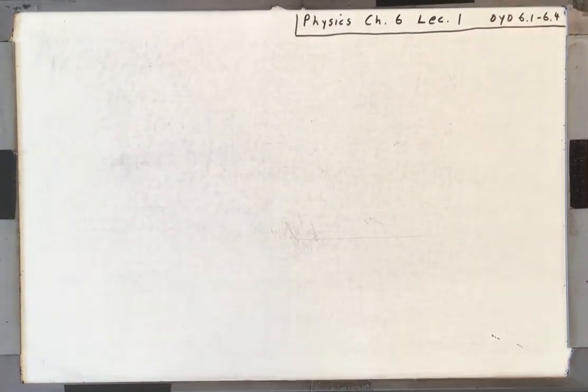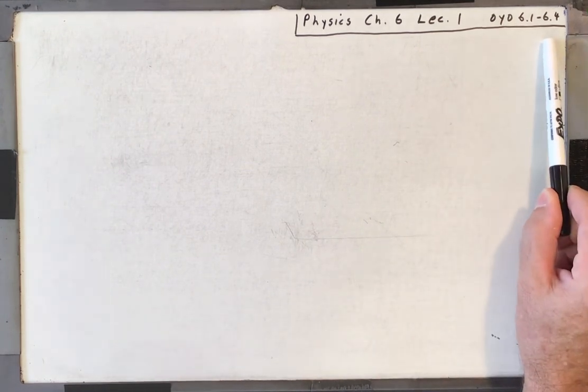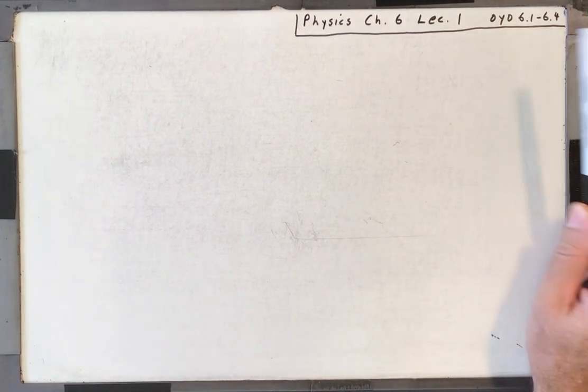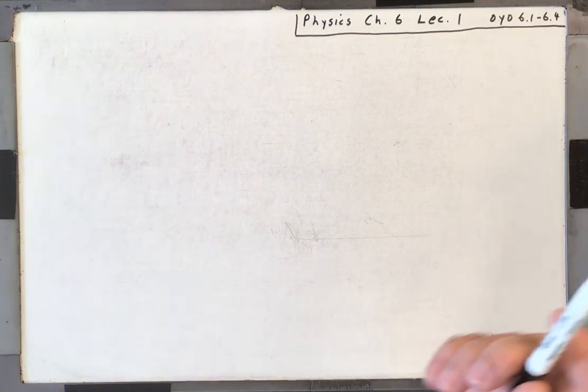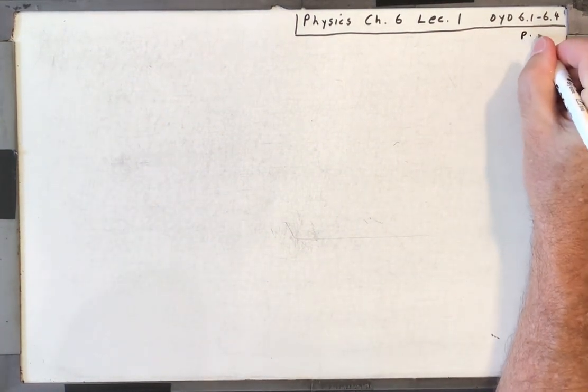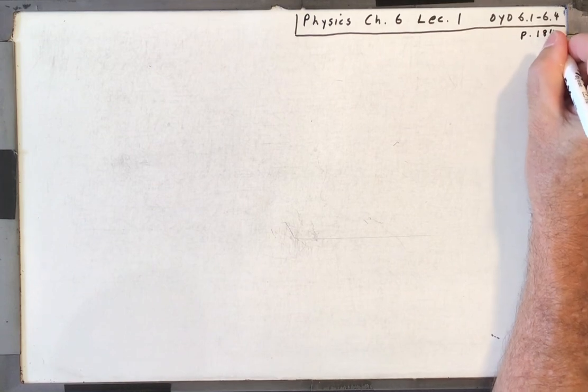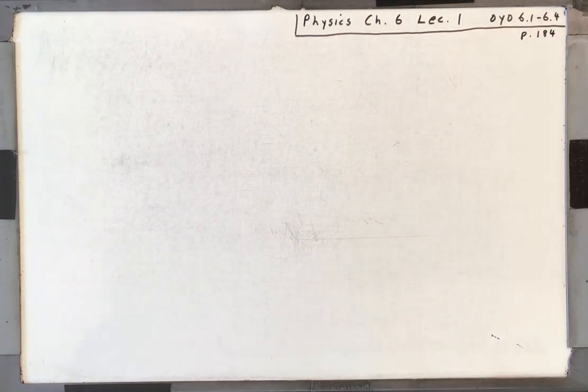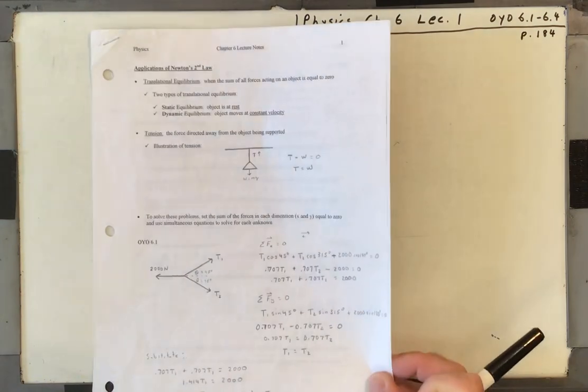Welcome to Physics Chapter 6, Lecture Number 1. We're going to cover on your own problems 6.1 to 6.4. The first problem that we will work together is on page 184. If you want to go ahead and turn to that. But let's start out with our notes.